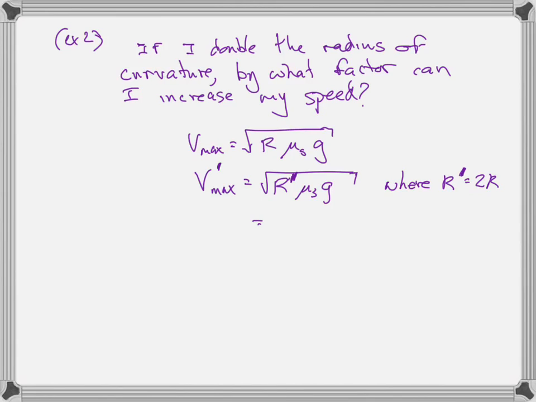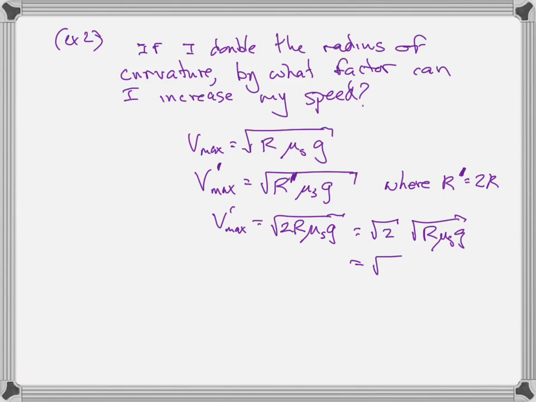So I can go ahead and plug that in, where the new radius is twice the old radius, 2R mu sub S G. So our new speed, Vmax prime, is equal to, you hopefully can see, the square root of 2 times the square root of R mu sub S G, which is the square root of 2 times the old Vmax. So we can only increase our speed by a factor of 1.4 if we double the radius.